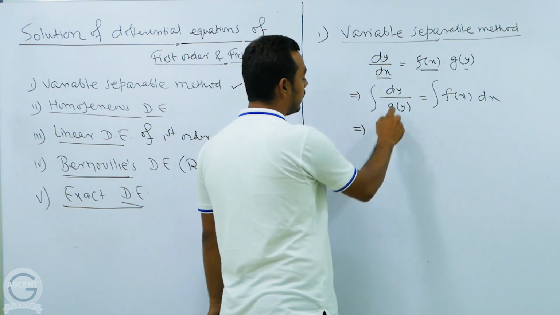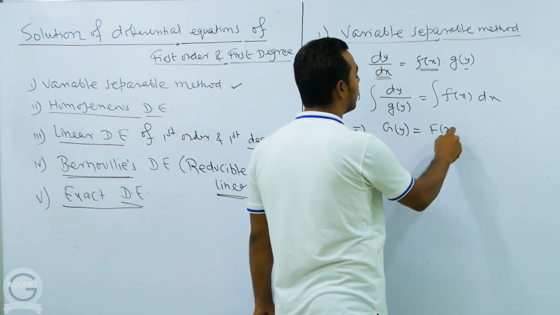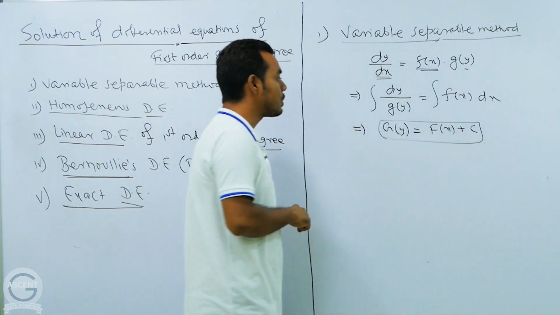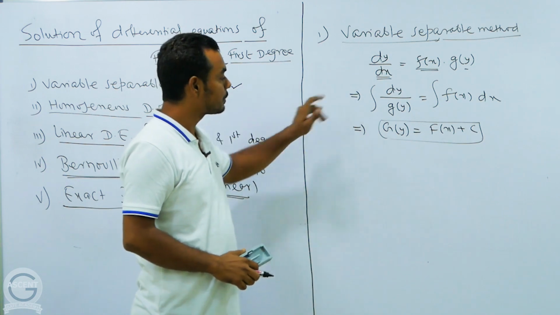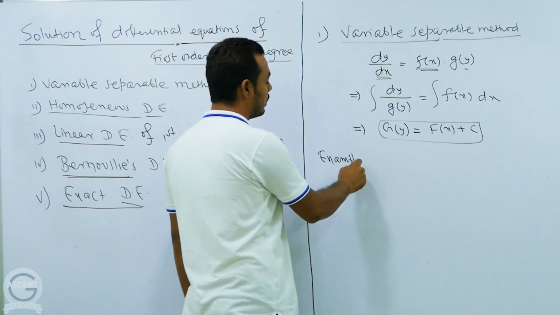Suppose the integration of the left side is capital G of y and the integration of the right side is capital F of x plus some integration constant c. So this will be the solution of this differential equation. Now let me explain this idea with the help of one example.